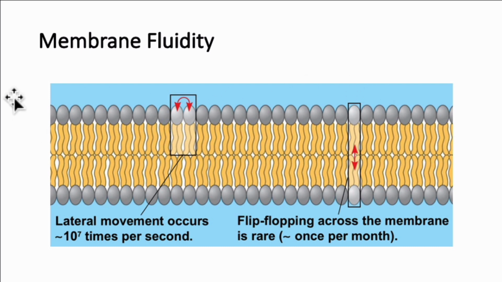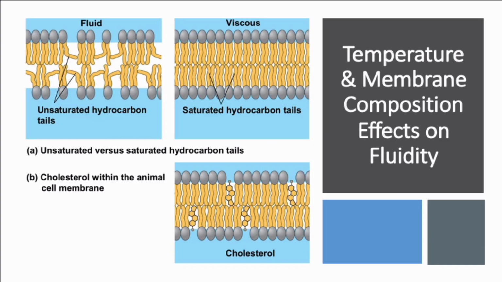They're constantly moving side to side, lateral movements. Look at this, 10 to the 7 times per second. This is how enormously fast the movement takes place. However, going back and forth, transverse movement, is very rare, as I said earlier. Perhaps only once a month do we get that movement. The other thing I told you was that their shapes are a little bit different. In the phospholipid, this is the hydrophilic region, the heads, and this is the hydrophobic region, the tails.